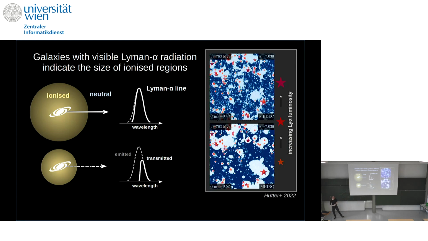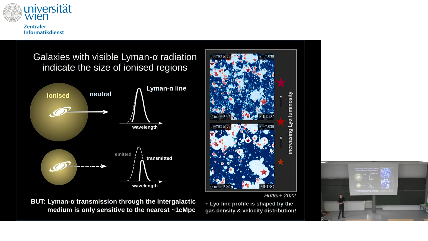But the key problem with these lines is that they redshift pretty quickly out of absorption. So the bottom line is that they're only sensitive to the nearest, let's say, one comoving megaparsec. In this picture, one comoving megaparsec is like these tiny ionized regions here. So that's what you're mostly sensitive to.